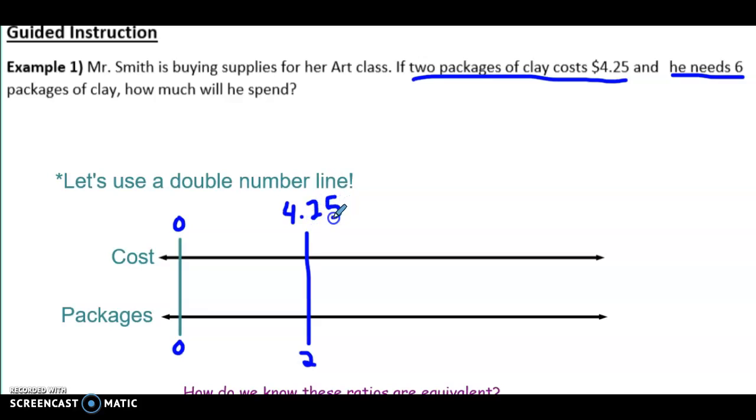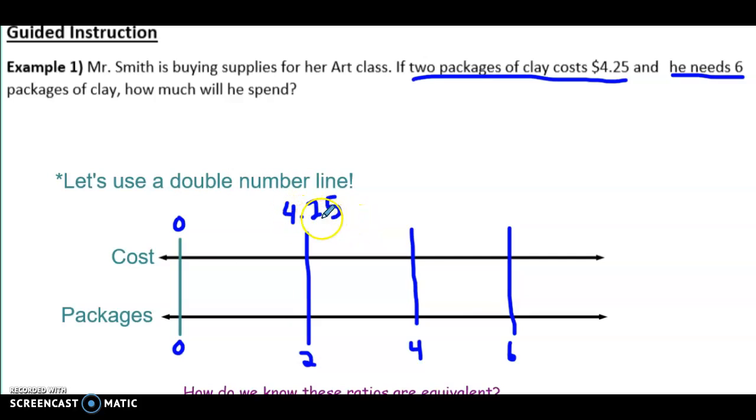Now, he needs to find out how much 6 packages cost. So we're at 2. So we jumped from 0 to 2. We could jump by 2 again and go 4. And then we can jump by 2 again to get to 6. I know that I'm jumping by the same amount each time. Down here, I'm jumping by 2s. But up here, I'm jumping by 4.25s.